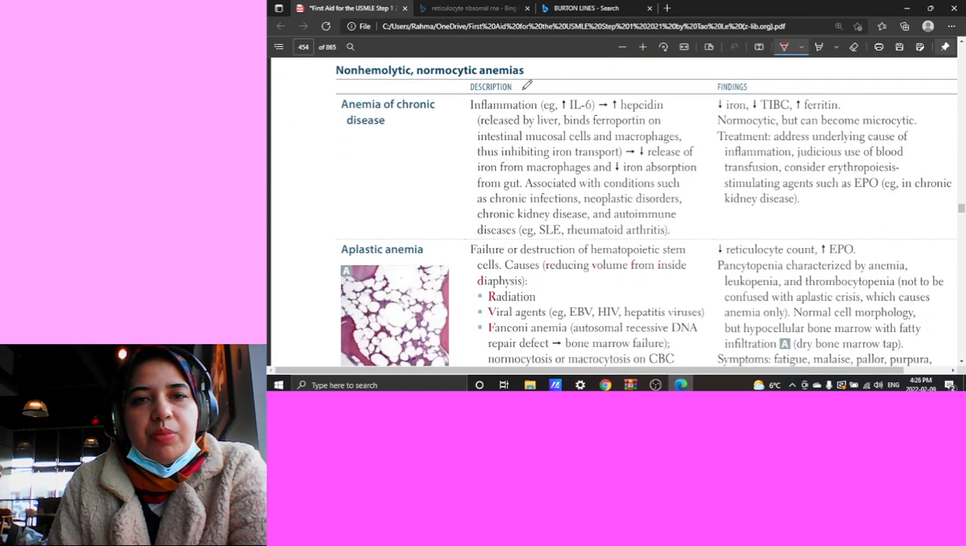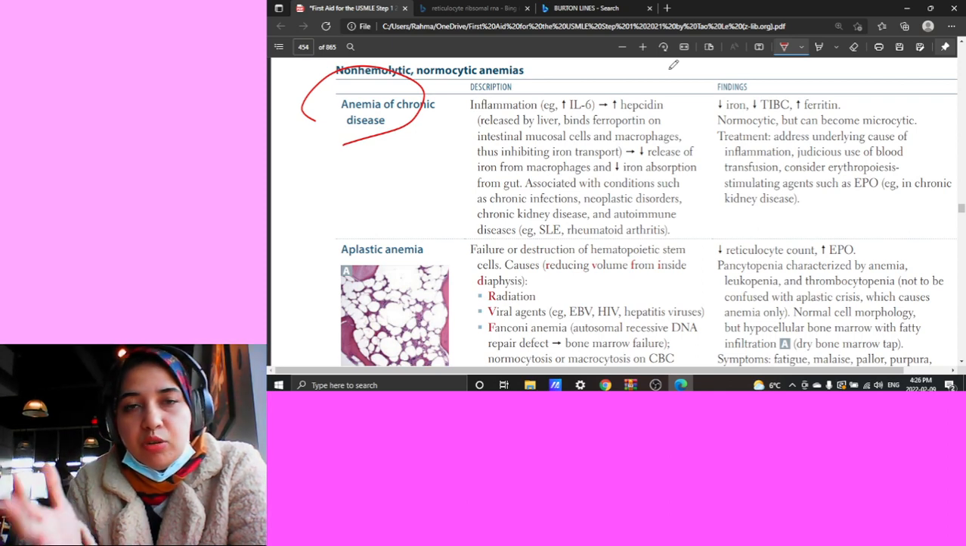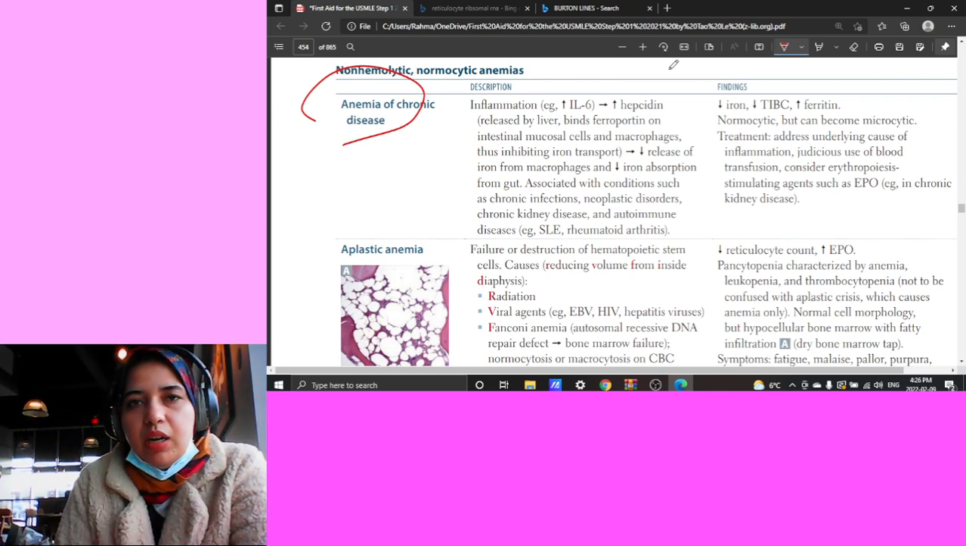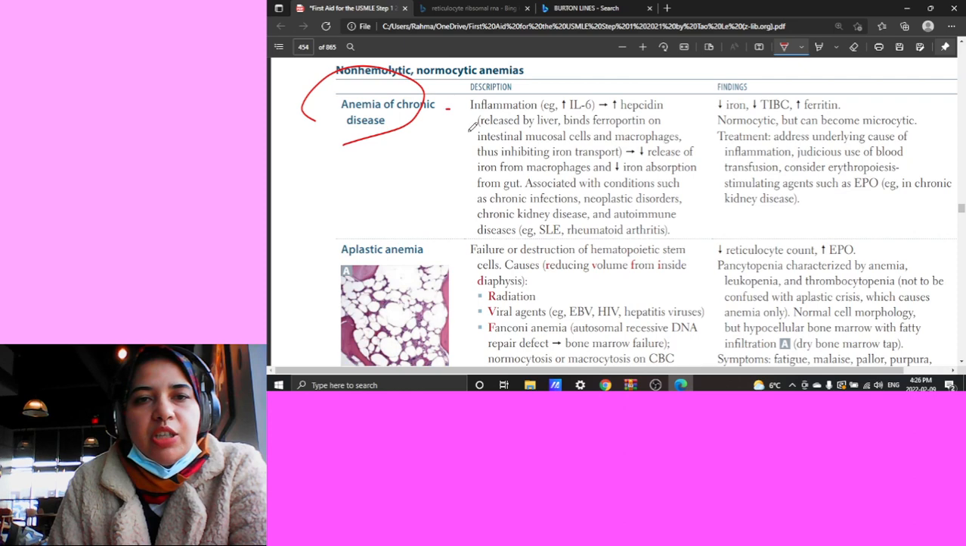So now you have your non-hemolytic normocytic anemia. The reason they have anemia of chronic disease here, like we said, is that sometimes it can occur first as a non-hemolytic normocytic anemia, but then eventually it will end up being a microcytic anemia. So you have a condition called inflammation. The inflammation is going to increase something called hepcidin.